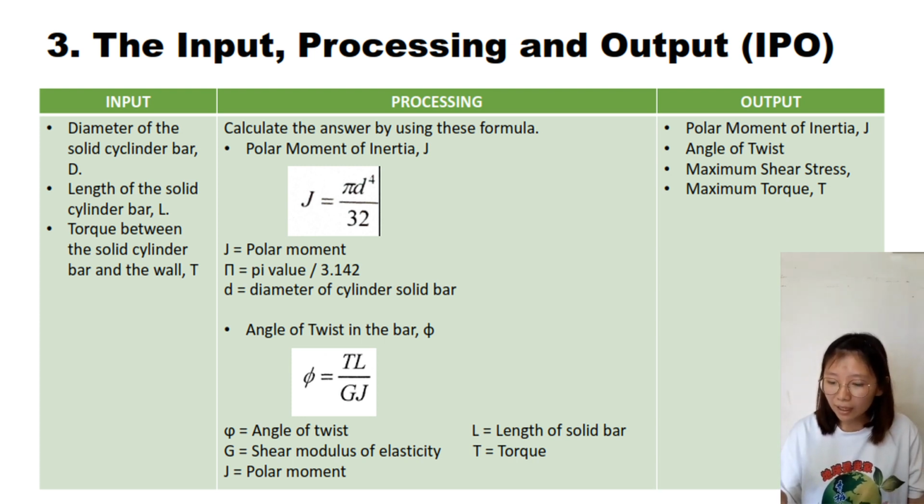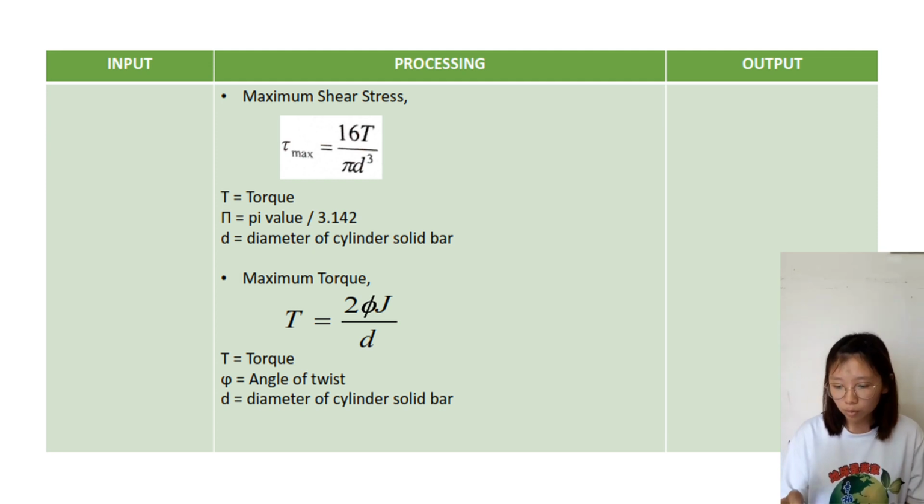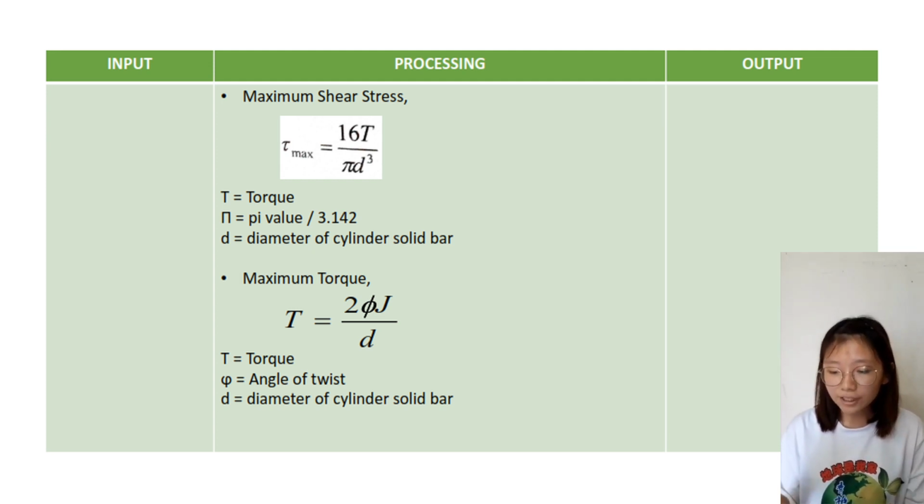By the angle of twist equation, phi equals TL over GJ, we will find the angle of twist. With the equation tau max equals 16T over pi d cubed, we will find the maximum shear stress. And lastly, the maximum torque will be T equals 2 pi J over D.